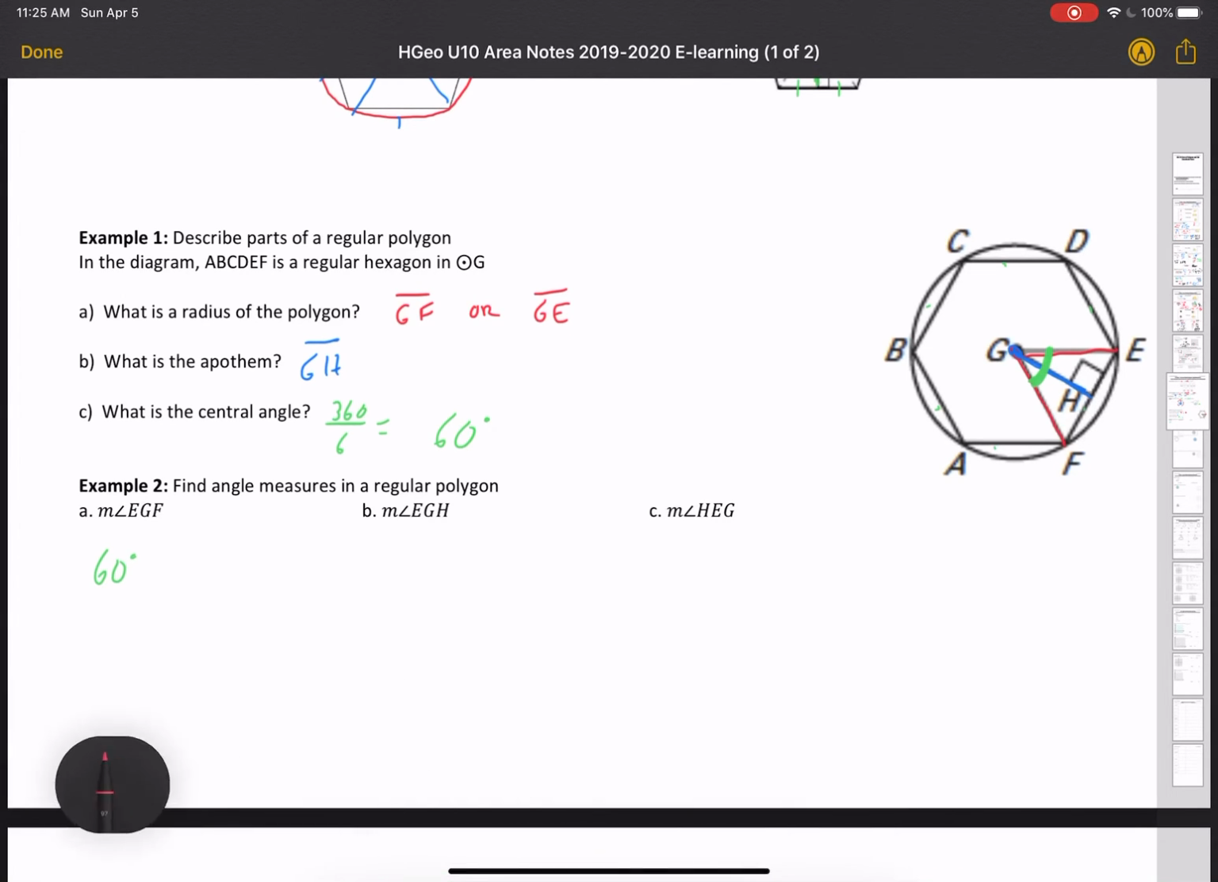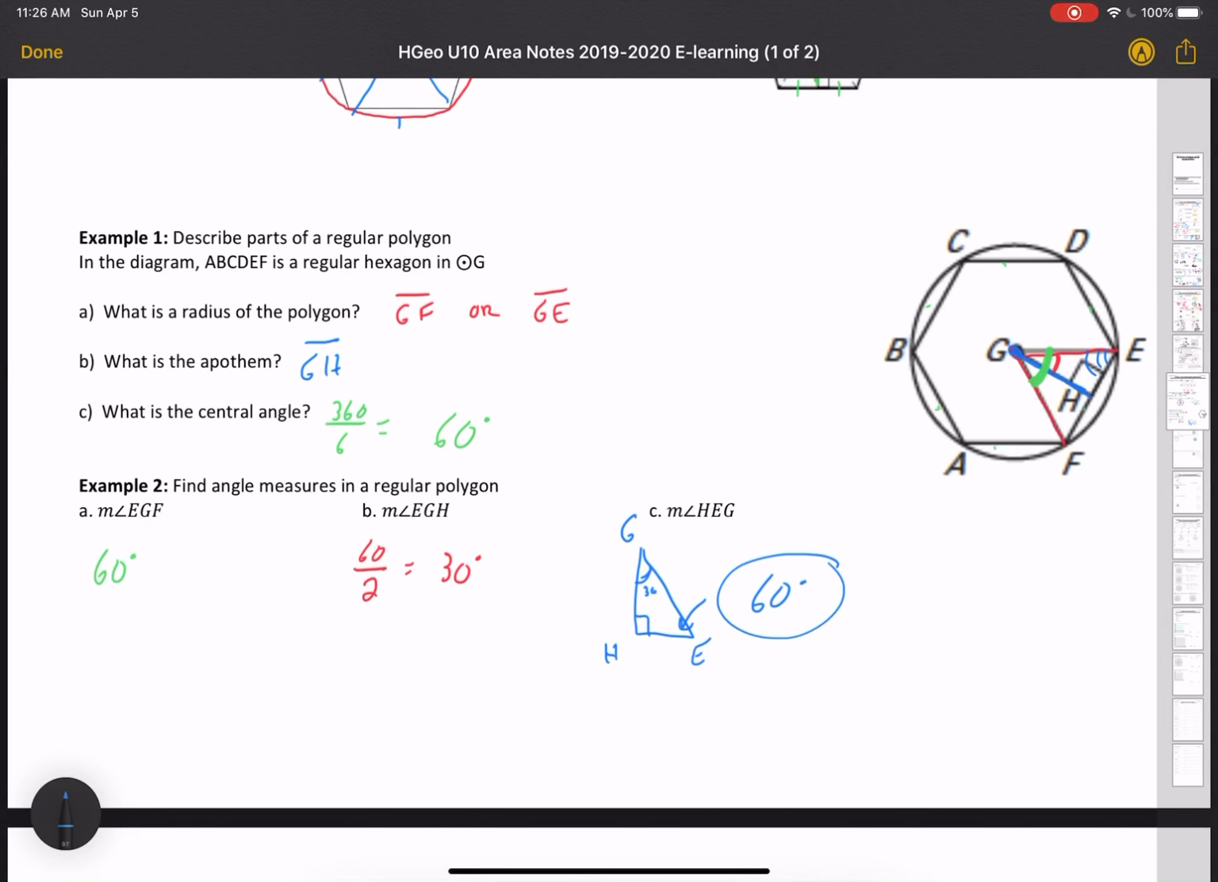EGH is talking about that right there. E to G to H. So what we want to do with that is take our central angle and cut it in half, because that apothem is bisecting that whole angle at G. So 60 divided by 2, so we're looking at 30 degrees for that. And then the last one is H to E to G, which is talking about this angle right there. So if I look at that, H is my 90. We just found out that this top angle is going to be 30, which means that this angle right here is going to be 60 degrees, because all the angles of that triangle need to add up to 180.